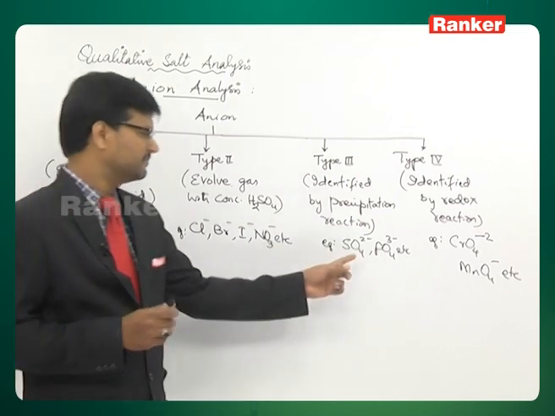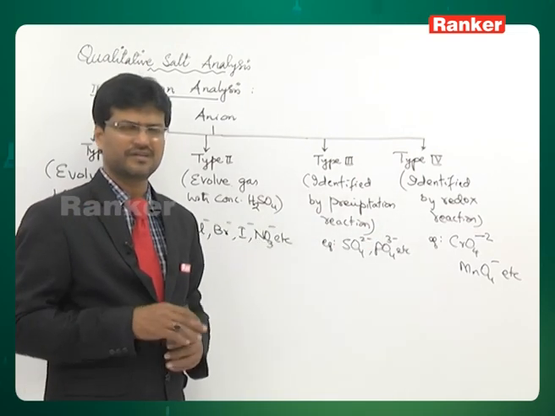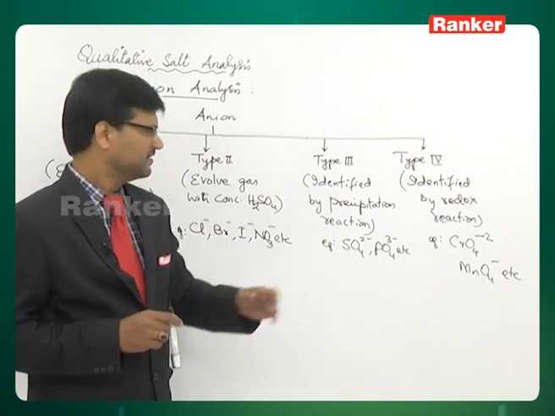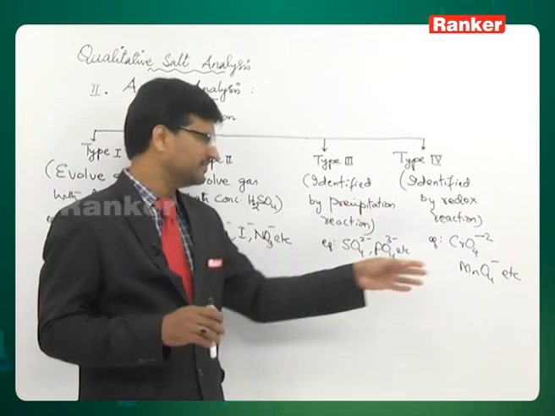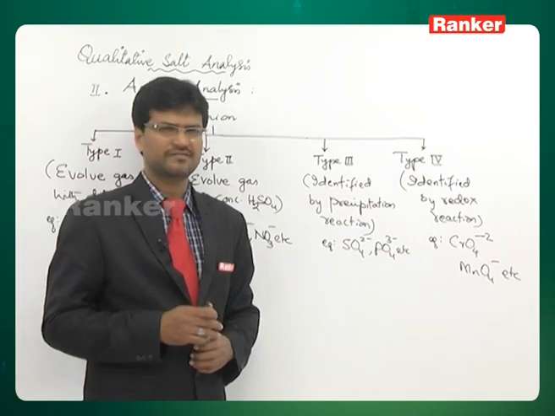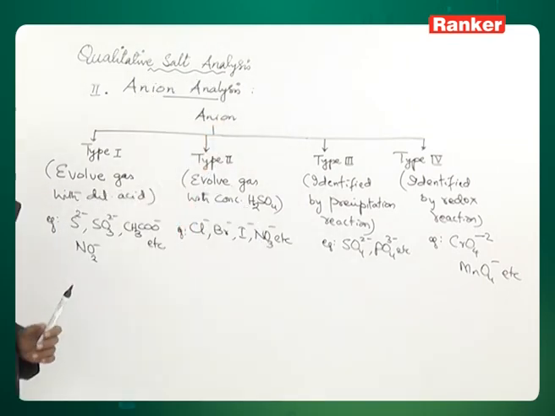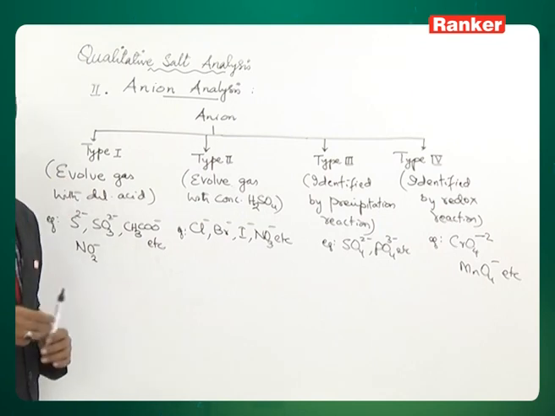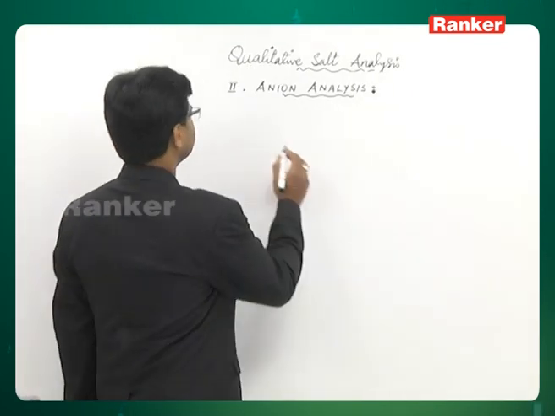These are identified by precipitation reactions, and these are identified by some redox changes where color of the species changes. These are colored due to ligand to metal charge transfer phenomena, and in their reactions they undergo some changes in the color, and that will be an indication of their presence. We'll discuss these anions one by one now. Now let's start with type 1 anions.